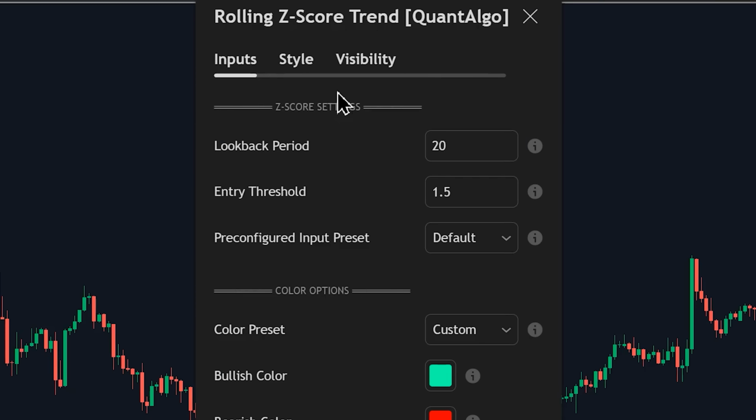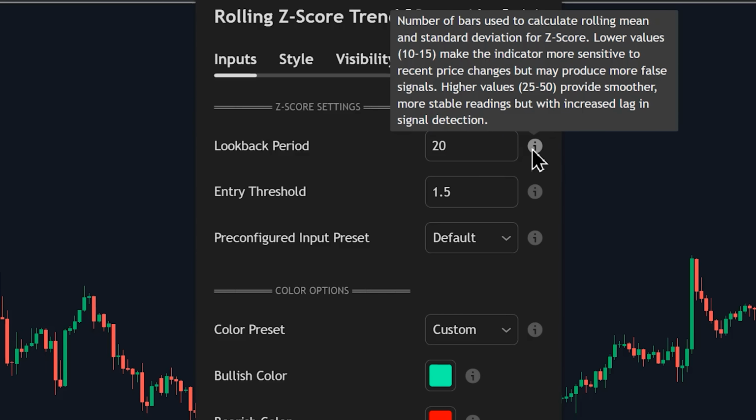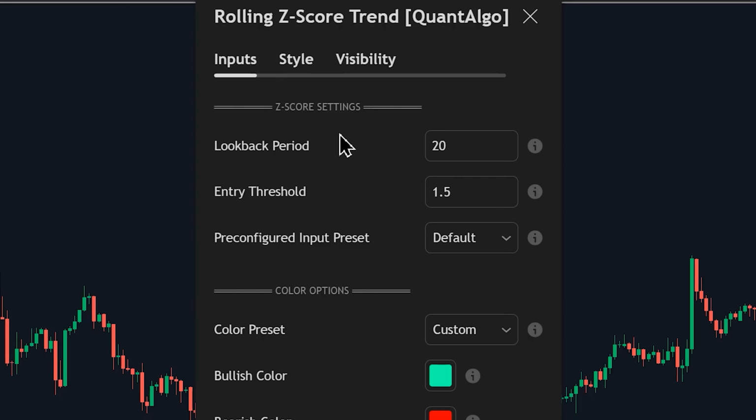Now, let's peek into the settings because you've got some good customization options here. You can, of course, set the look-back period, which is how many past bars the indicator uses to calculate its rolling mean and standard deviation. The indicator actually uses a 3-period EMA to smooth out the raw Z-score line a bit, which helps cut down on noise while still keeping it responsive.